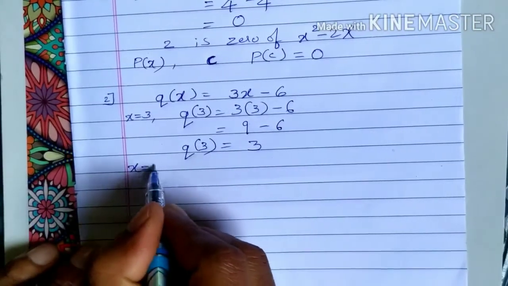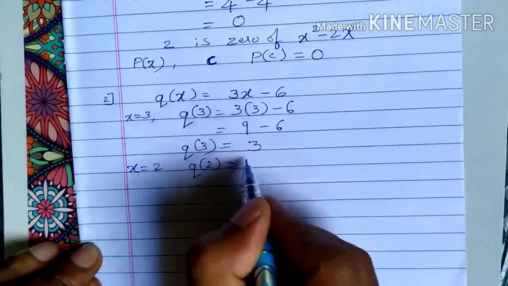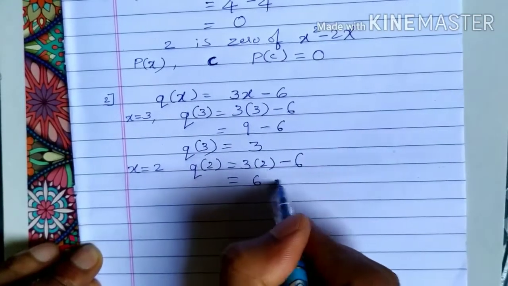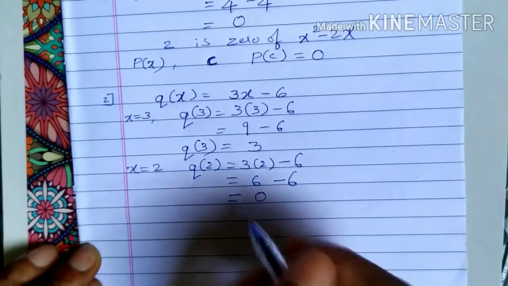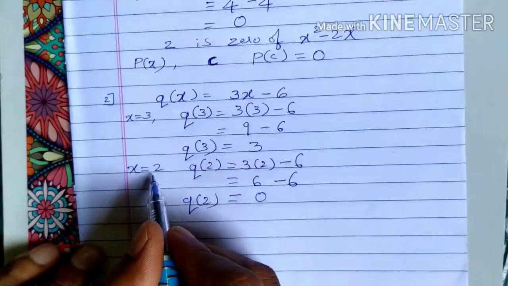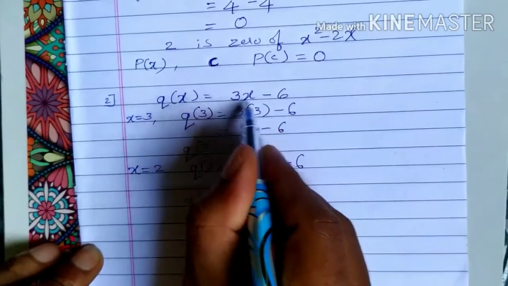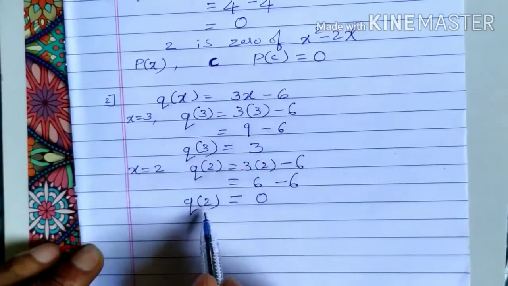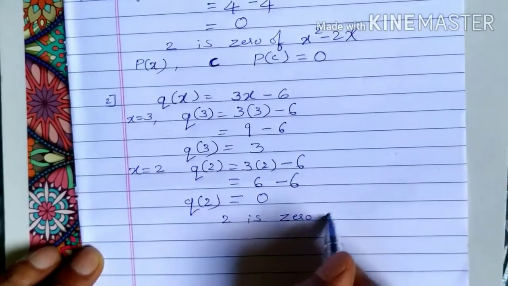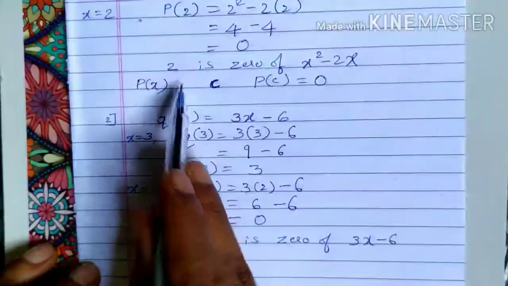Suppose I substitute x is equal to 2, then q of 2 is equal to, in place of x you have to write 2, 3 into 2 minus 6. 3 twos are 6, minus 6, that is equal to 0. So q of 2 is equal to 0. If the answer is 0 whenever we substitute a number, then that number is called a zero of the polynomial 3x minus 6. So here also we can say that 2 is a zero of 3x minus 6.